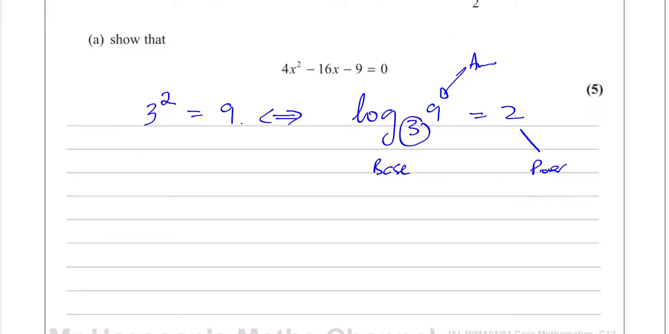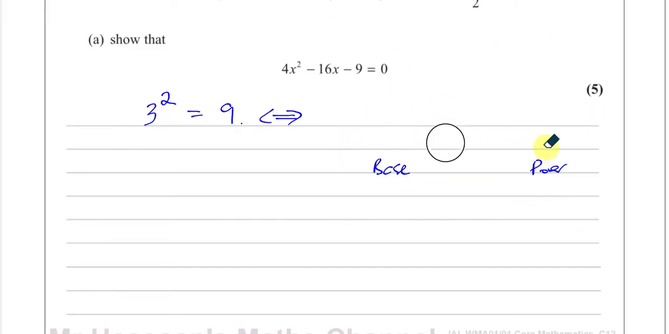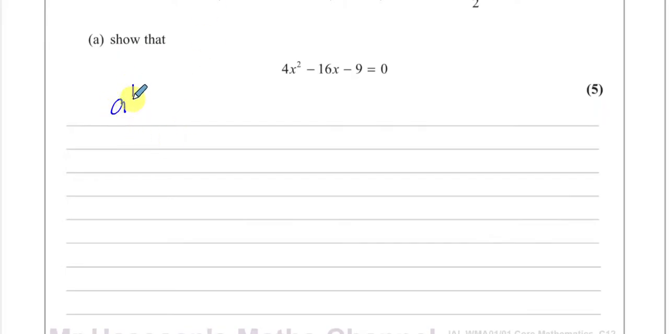So let me just write that down in a more general way. If we have, for example, a to the power of b equals c, we can rewrite that as log to the base a, this is the base, of c equals b. That's the power you have to raise this by to give you that result. This is the power, this is the base, this is the result. So a to the power of b equals c. That's how you can rewrite them.